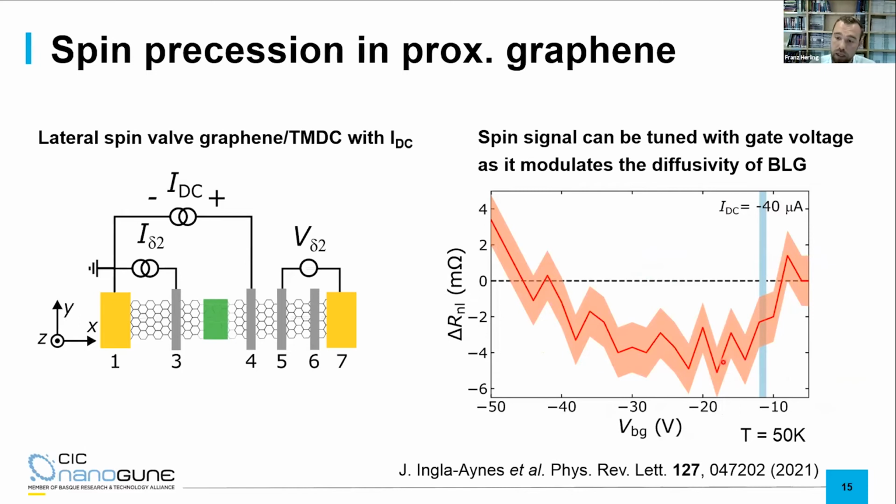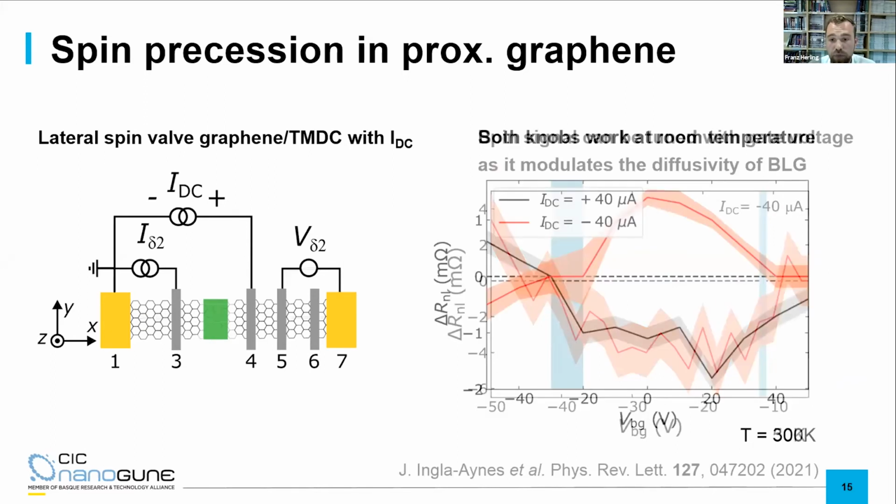Here, the Dirac point is this blue line. And then when we go from hole to electron, we see that the sign is changing again as the effect of the current is changed because we're changing the carrier type in the channel. So this is a second knob that we can change the signal with.